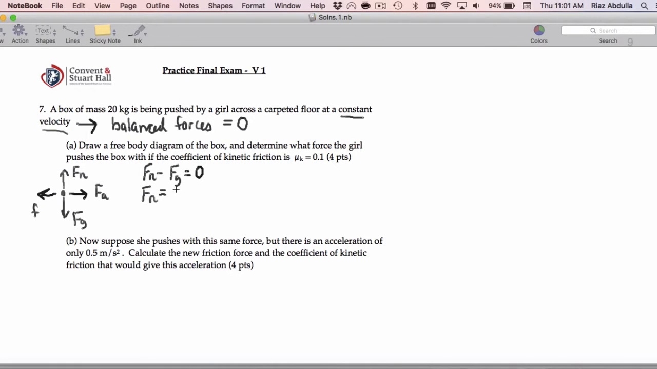So the normal force is going to end up equaling the weight, which is m times g. And so when we solve for that normal force, that's going to end up being 20 kilograms times the 10 meters per second squared for the acceleration due to gravity. And that's going to give us a 200 Newton normal force. We're going to use that in a second.